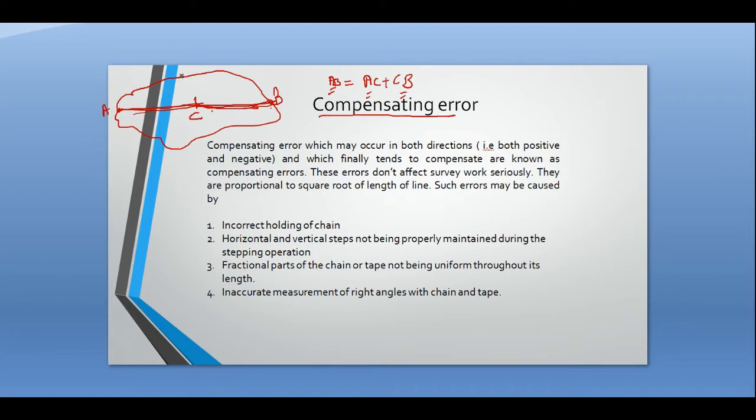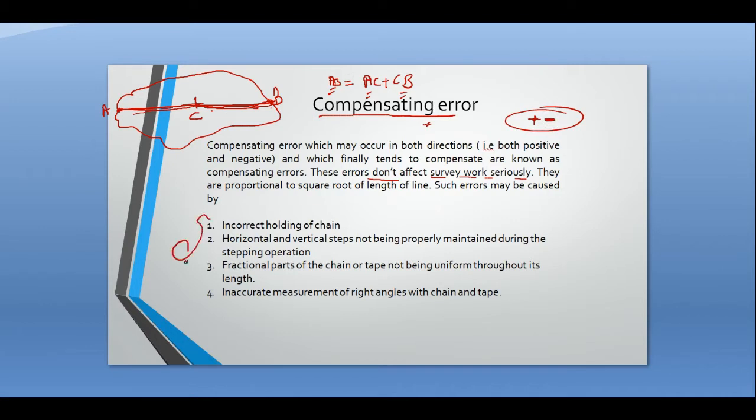While we work in such a way from whole to part, such types of errors can occur, that is compensating error, and generally such errors do not affect the survey work very seriously, because they occur in both directions. They can be positive or negative and can compensate with each other. So it has a very minimum impact on our values. Okay, so that is compensating error.